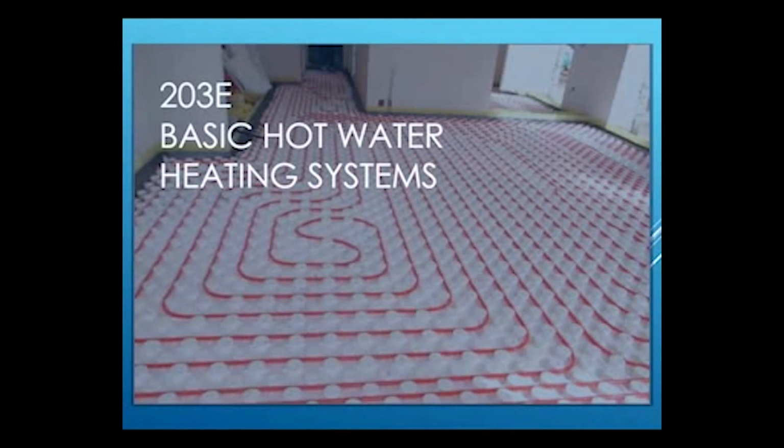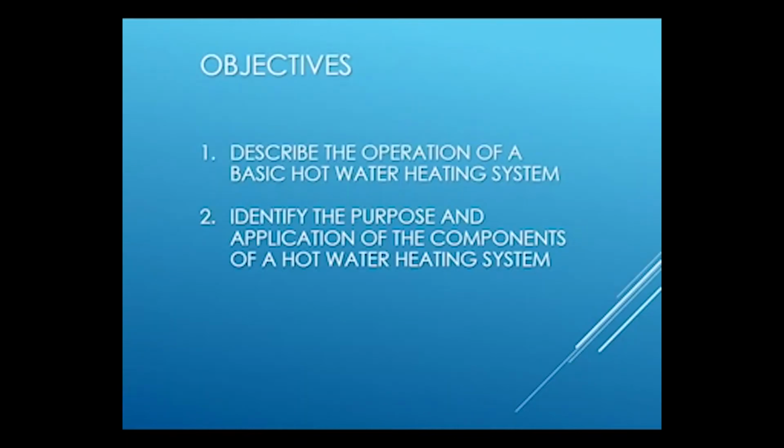Welcome to Module 203E on Basic Hot Water Heating Systems. These types of heating systems are just a different way of heating buildings, and it's an alternative to forced air furnaces. This module has two different objectives. The first one is to describe the operation of a basic hot water heating system, and then we're going to look at the purpose and the application of the components within that system as well.